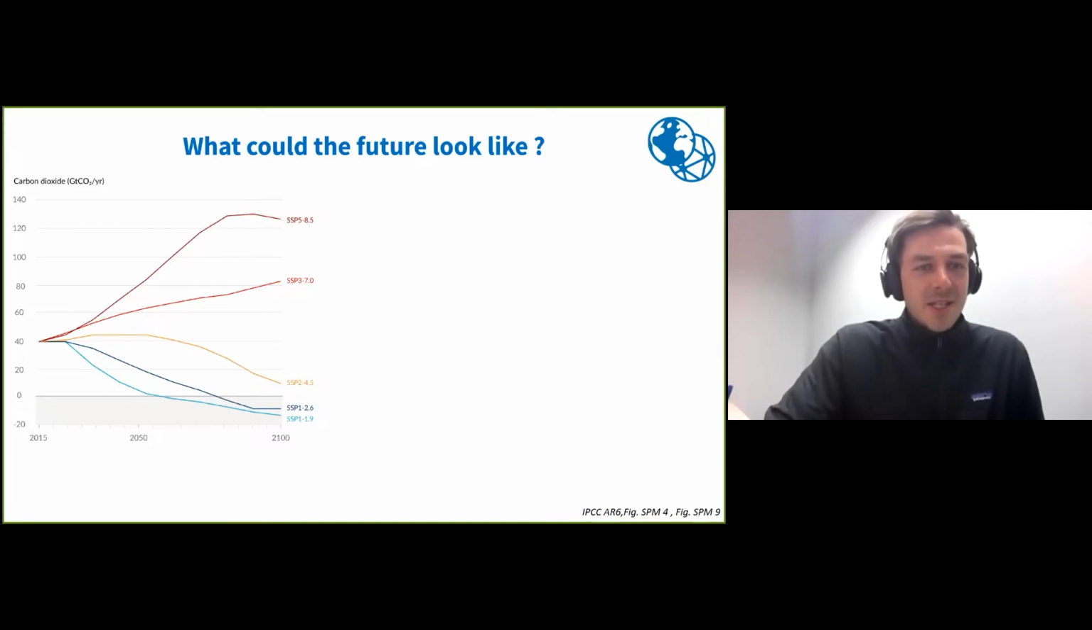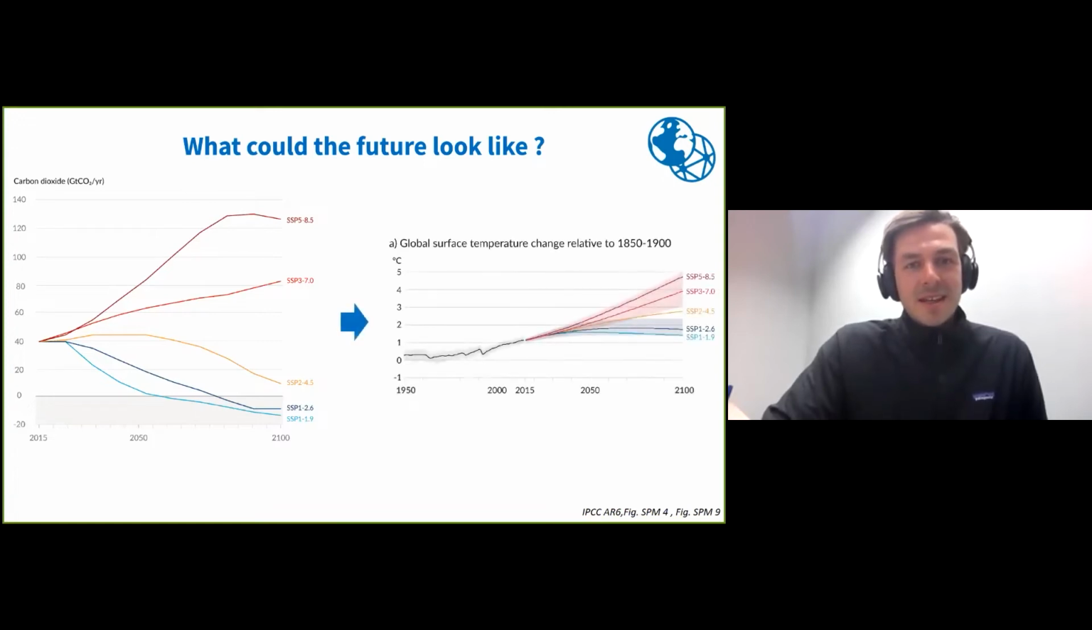This ranges from the light blue one, where we go to negative emissions, to the dark red one, where we're just emitting more and more CO2. And even with the best scenario, as we see in the next plot, we basically reach the 1.5 degree goal of the Paris Agreement.